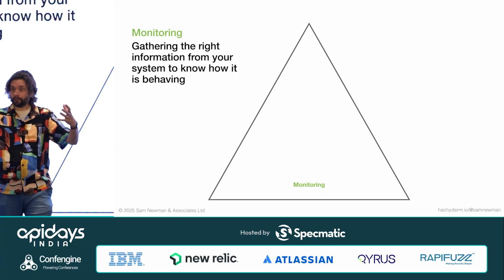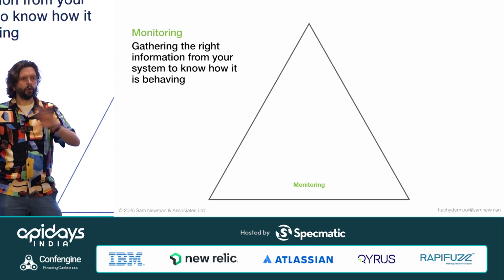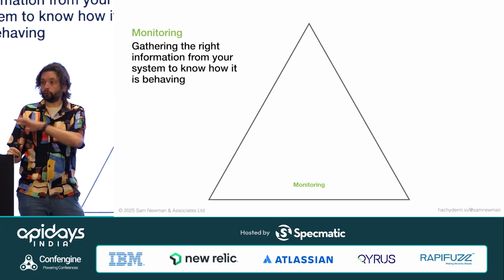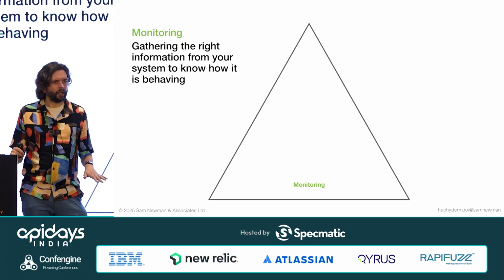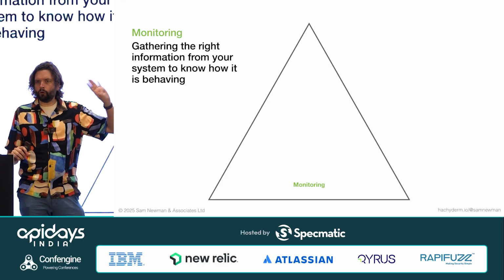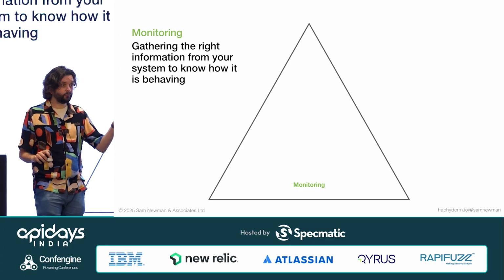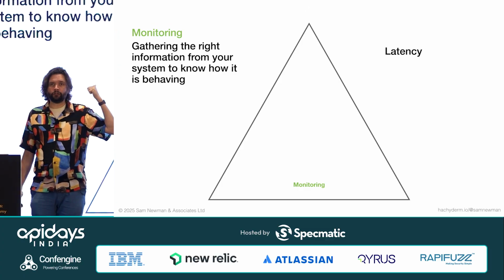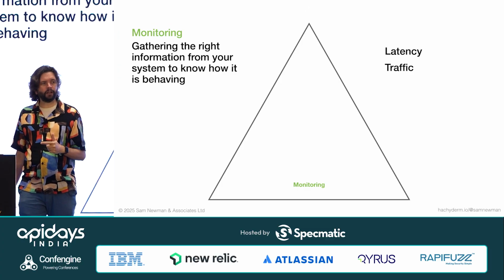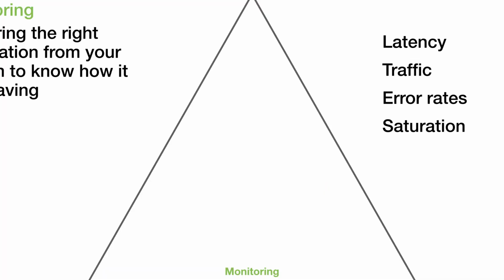So if we're going to monitor things, what do we need to monitor? Most corporates I work with monitor too much and too little. So start with the 4 golden signals. For a given service, we need to measure latency, traffic, error rates, saturation. Saturation being resource consumption. That's kind of it, right?